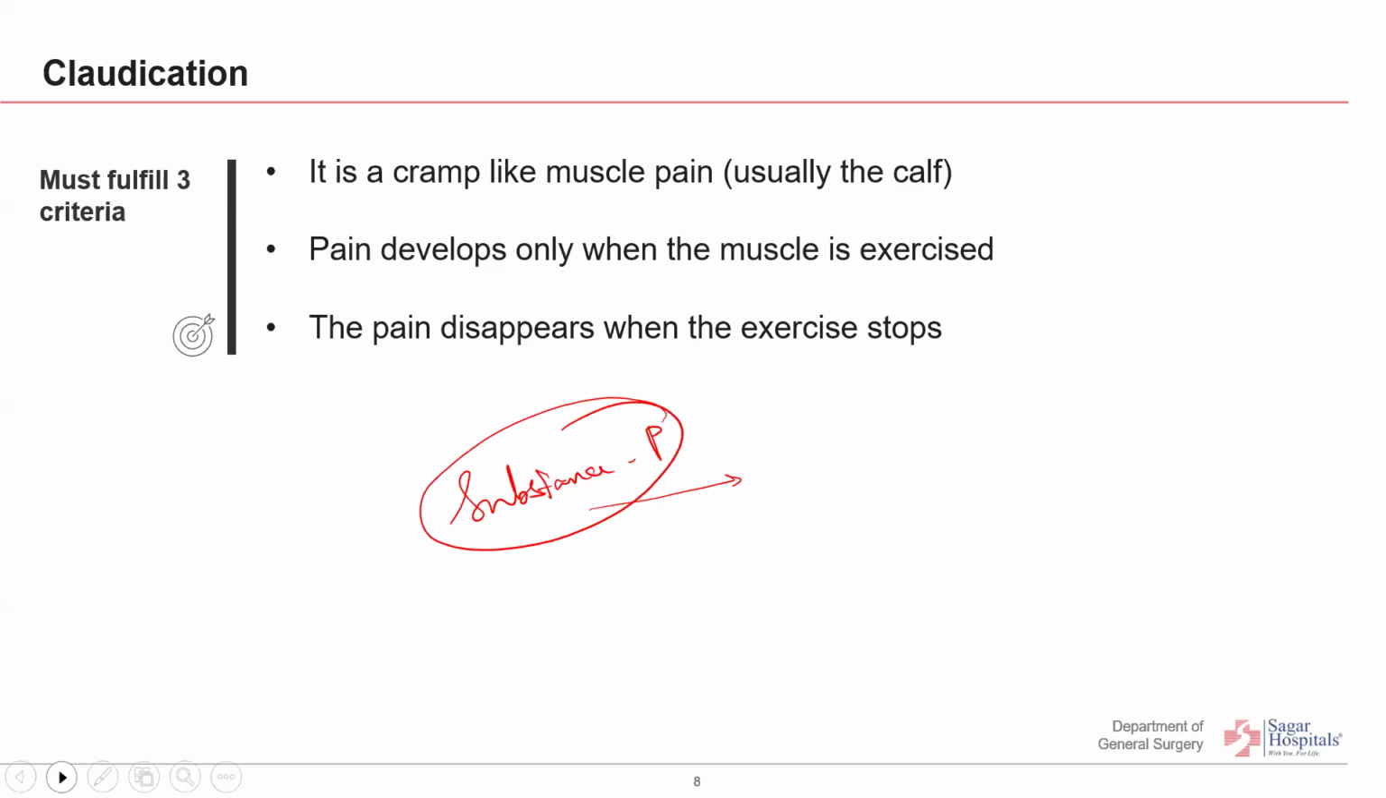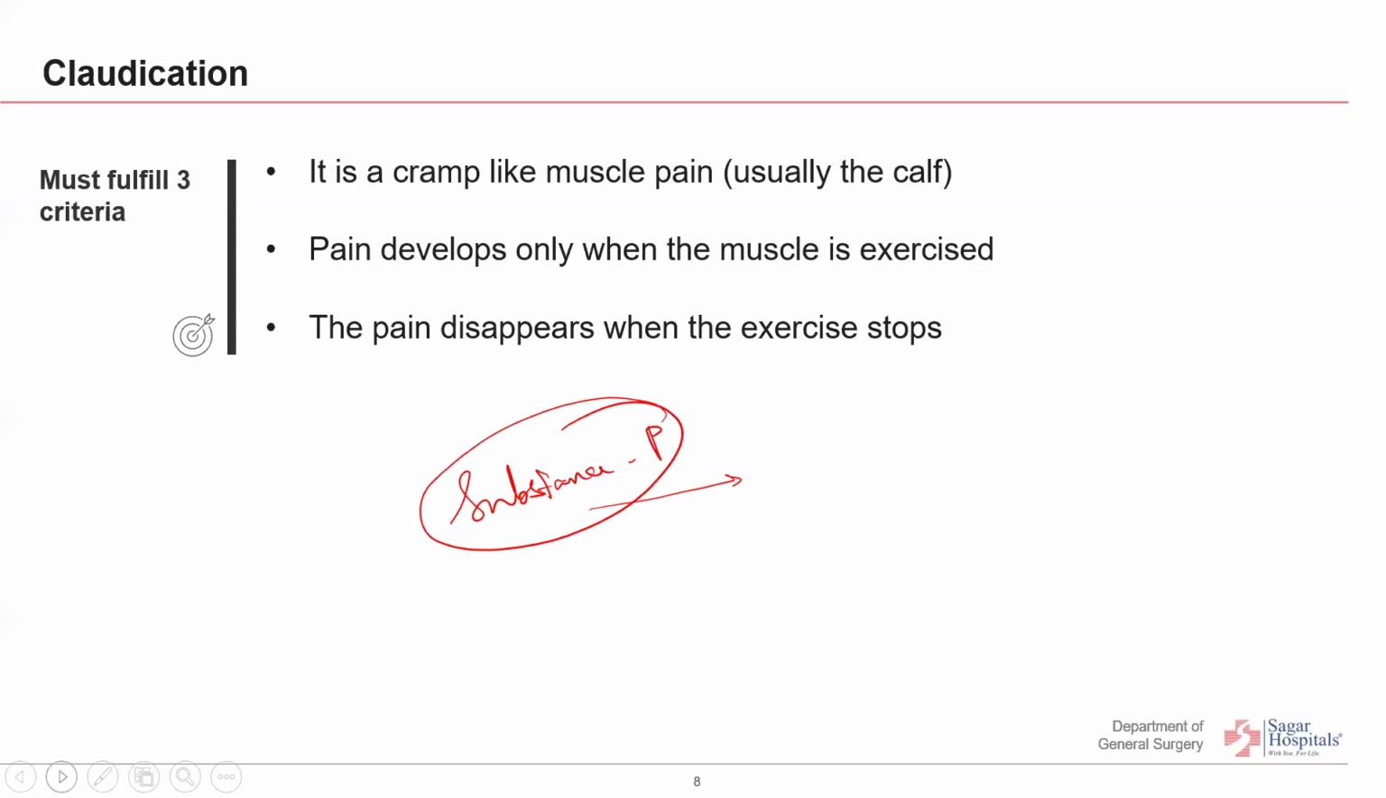I think, Nithya, you said only calf. It is not just calf. You can get hip claudication as well. You can get claudication in the thigh. It depends on the level of obstruction. If there is obstruction in the superficial femoral, then you get calf muscle claudication. If the occlusion is higher up, then you get thigh and gluteal claudication, or hip claudication.